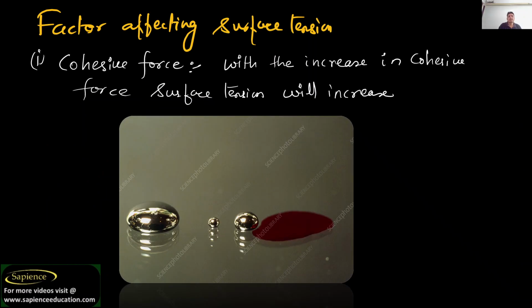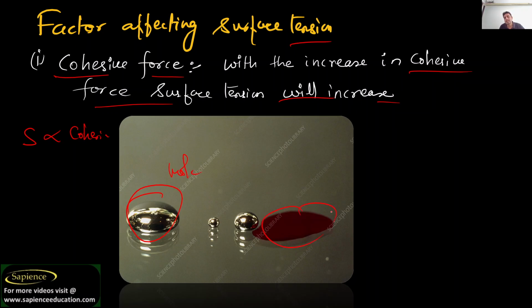Got it? Now, before we try to derive some things, we will discuss the factors affecting surface tension. What are the factors affecting surface tension? The first factor is cohesive force. With an increase in cohesive force, surface tension will increase, so surface tension is directly proportional to cohesive force. For example, mercury has more cohesive force than blood, so it has more surface tension, and due to more surface tension it tends to become a sphere. Got it?